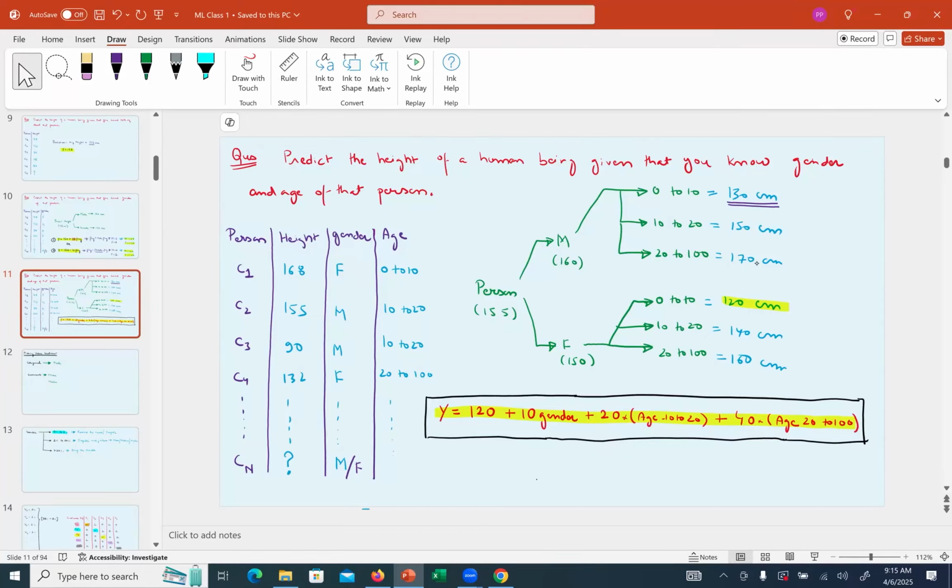For both male and female, the equation is the same. Yeah, right. For all the genders, the equation is exactly the same. If you impute the values in this equation, you will get the prediction for that particular person.